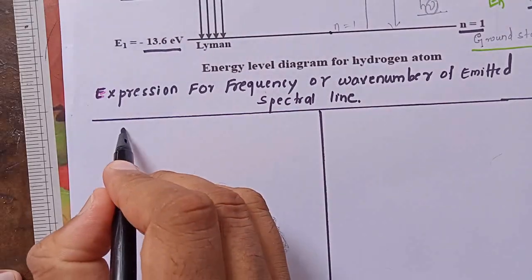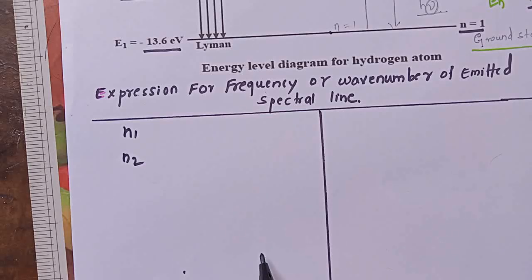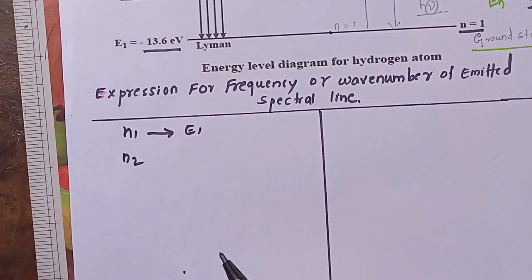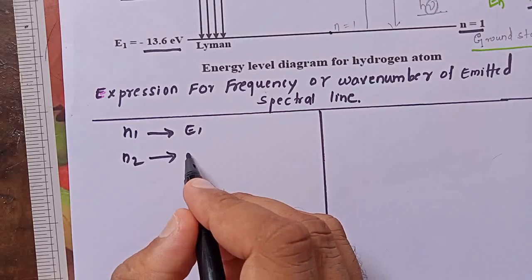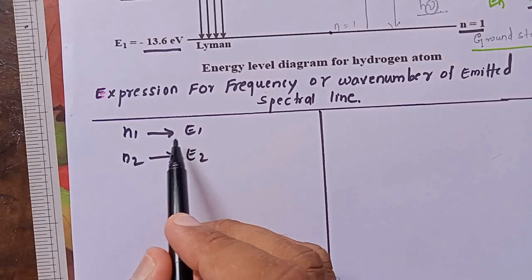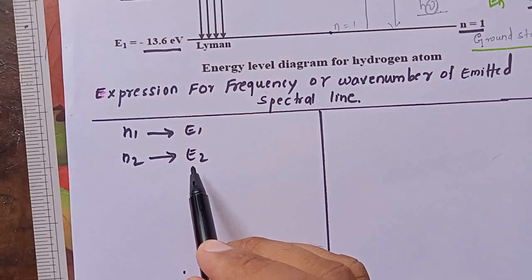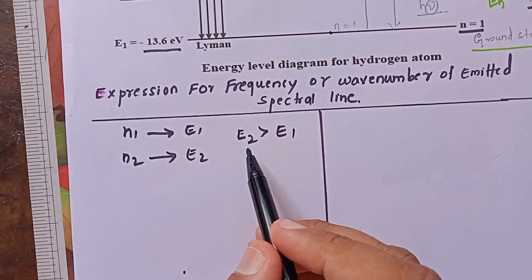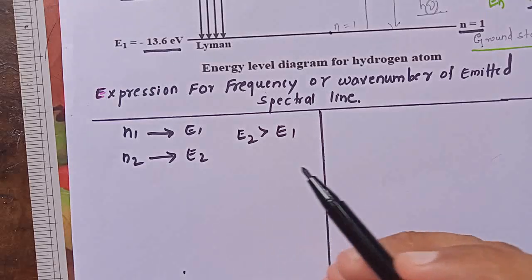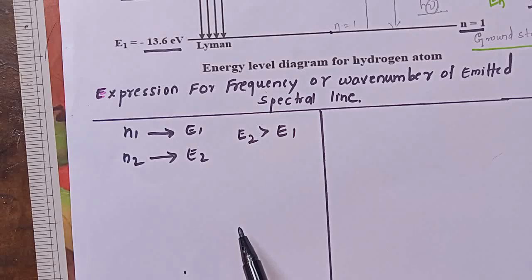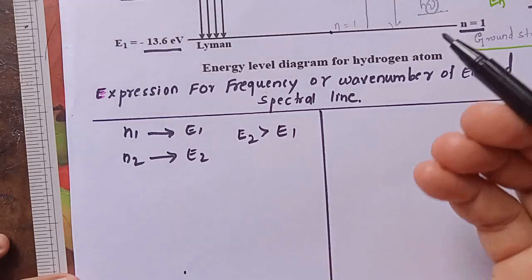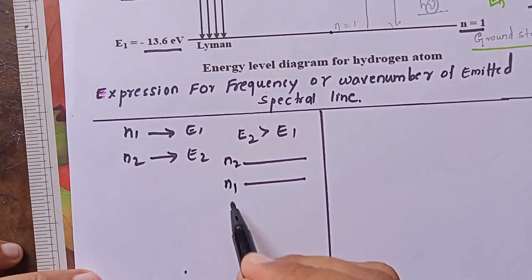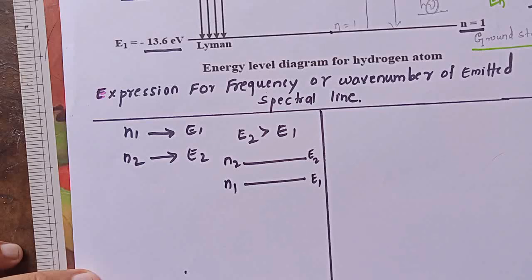Let us consider two orbits n1 and n2. What are n1 and n2? They are the orbits of energies E1 and E2. These are the principal quantum numbers of the different energy levels. The energy of the n1 orbit is E1 and the energy of the n2 orbit is E2. Here E2 is greater than E1, that is, E2 is the higher energy level and E1 is the lowest energy level, the ground energy level. When this is n2 and this is n1, this is E2 and this is E1.